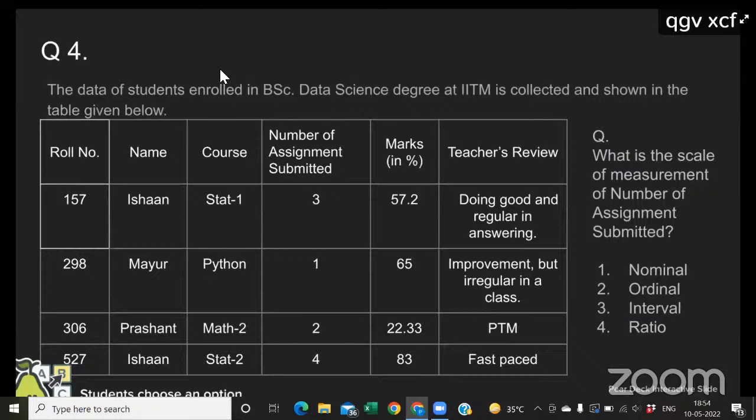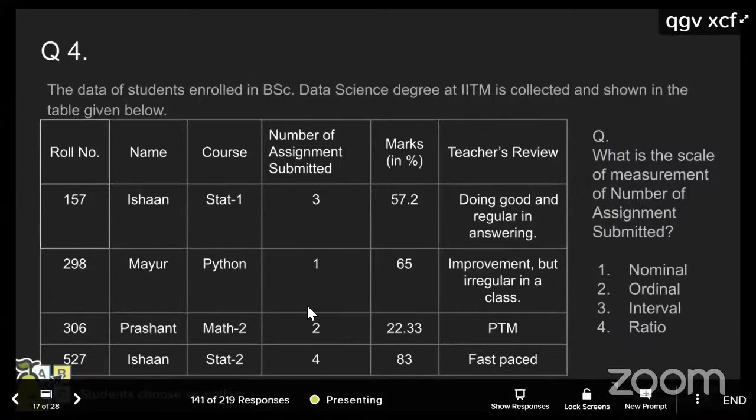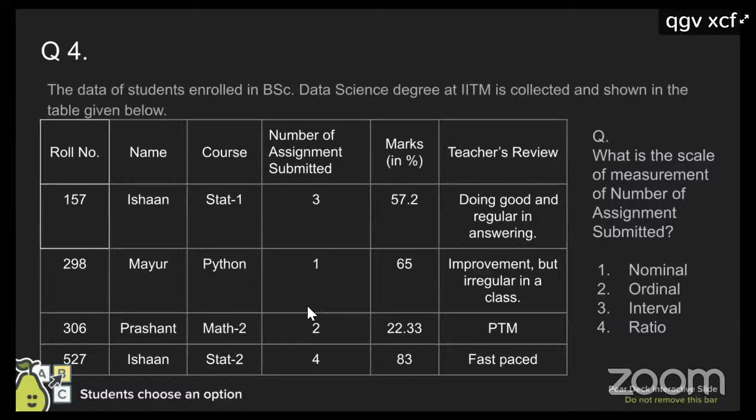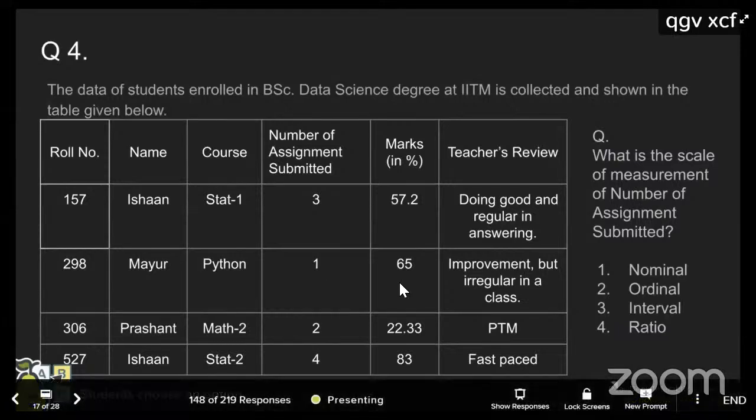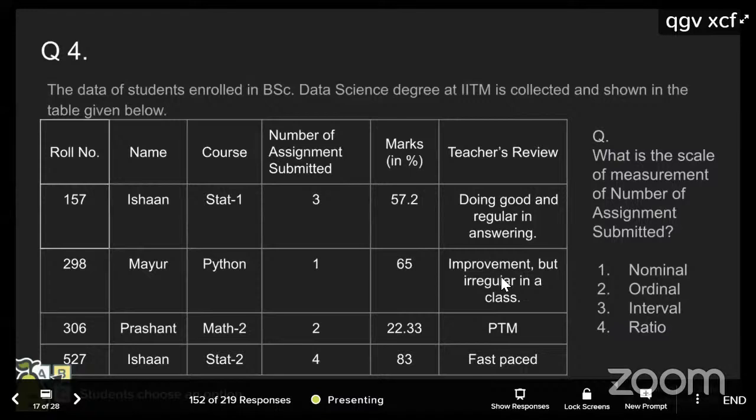Sir, hello. Yes, please. One small doubt: if instead of roll number, there is a rank, and we have a rank for every student in the name section, then it will be ordinal, no? See, where you are doing some ranking or ordering, if it's categorical data, then it will be ordinal. Okay. We can wait for a couple of seconds. After that, we will move to the solution and see your responses.